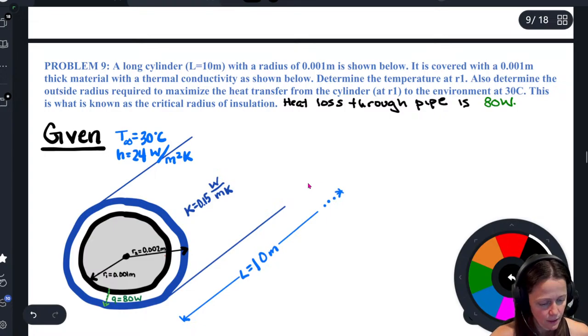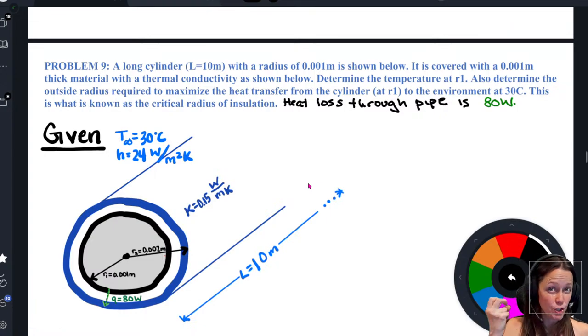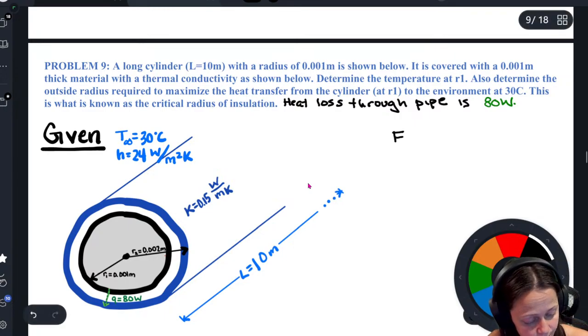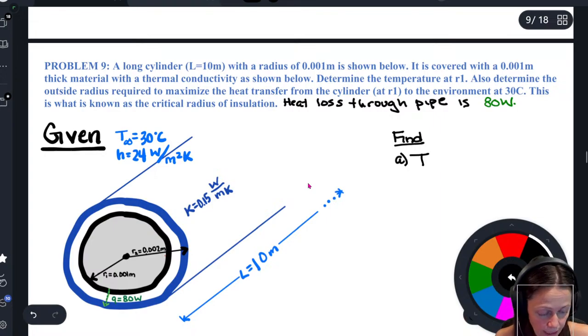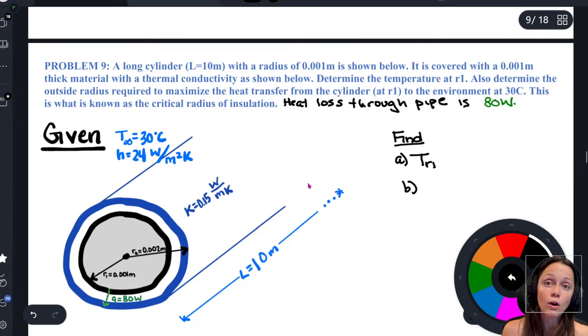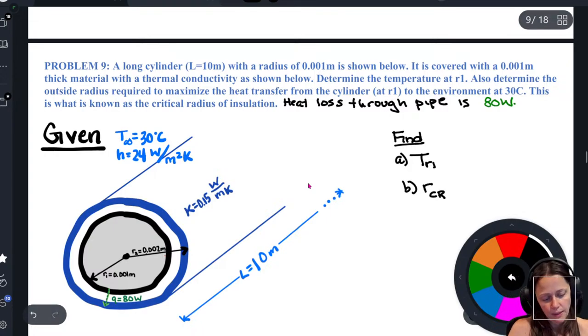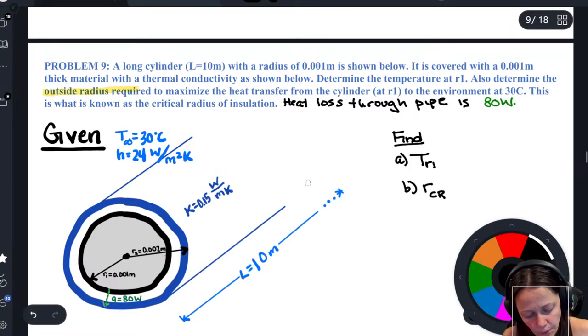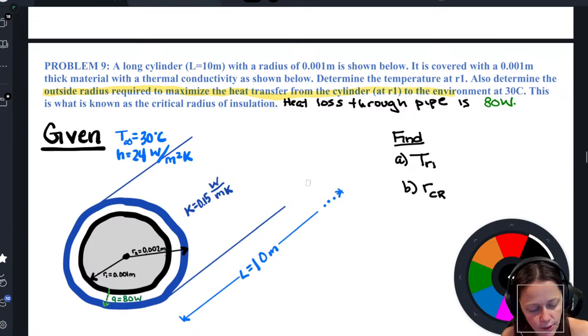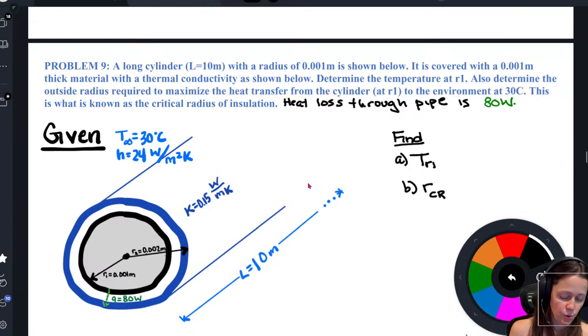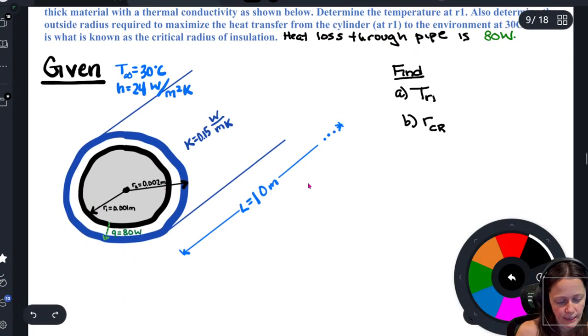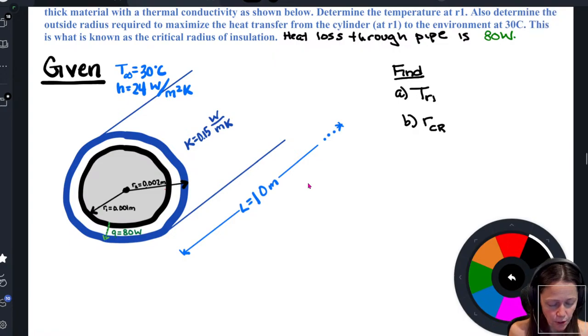Okay. So we're wanting to find two things here. Thing number one that we're going to find, we need to find T at R1. Great. So we're going to do that tonight. And then tomorrow we're going to find what's called the critical radius of insulation. So we look at the problem statement, it says it's the outside radius R2 required to maximize that heat transfer to the environment. And we're going to talk about that in a little bit more detail tomorrow. But for now, let's put our thermal circuit together because it should be pretty easy.